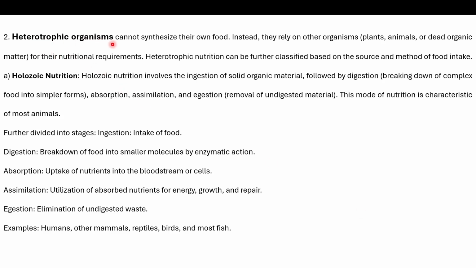Then we have heterotrophic organisms, which cannot synthesize their own food. Instead, they rely on other organisms like plants, animals, or dead organic matter for their nutritional requirements. Heterotrophic nutrition can be further classified based on the source and the method of food intake. One is holozoic nutrition. It involves the ingestion of solid organic material followed by digestion, breaking down complex food into simpler forms, then absorption, assimilation, and egestion, which is the removal of undigested matter. This mode of nutrition is characteristic of most animals.